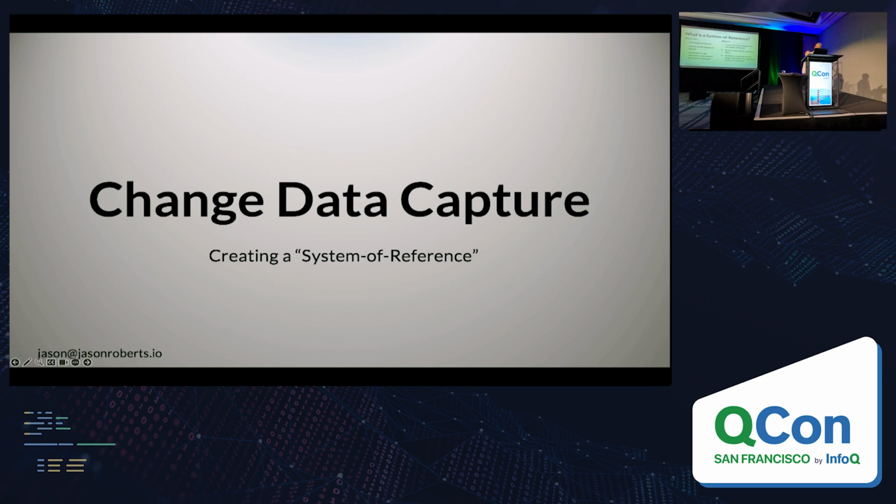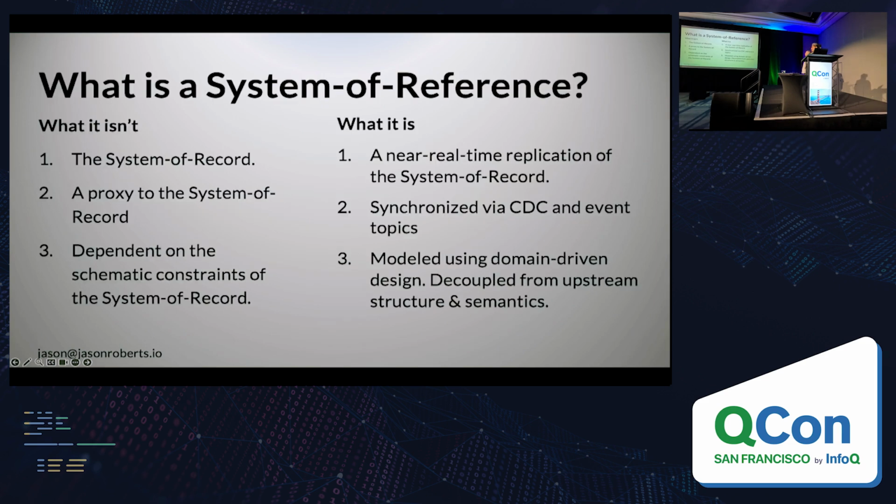So how do we decouple ourselves from the mainframe? And that's by creating a system of reference, and change data capture is our primary way of doing it. So what is a system of reference, as Jason alluded to earlier? System of reference, we are not the system of truth. The system of truth is still the system of record, which is the mainframes. System of reference is not a proxy of the system of record either.